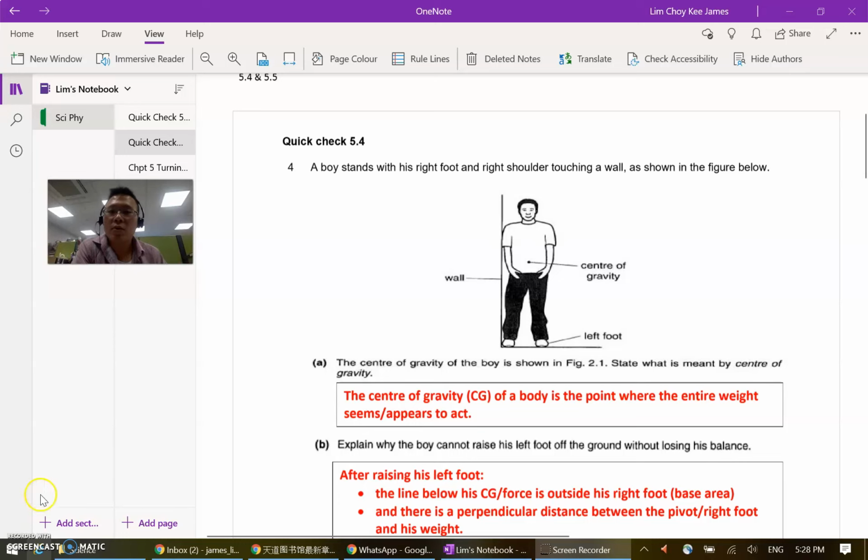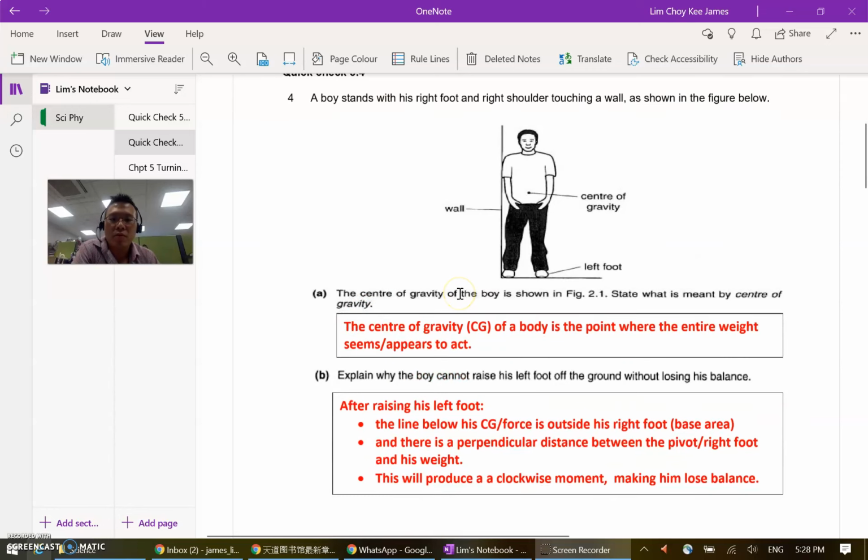Okay, for stability questions, this question is about a person standing next to the wall. You'll find that at the particular instance, the question will state that the boy, when he raised his left foot, will lose balance, and the question will ask the student to explain this particular phenomenon.